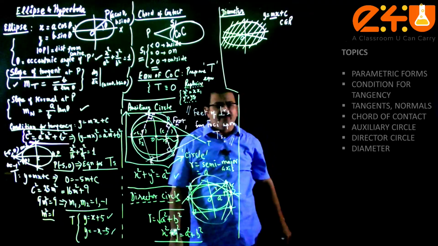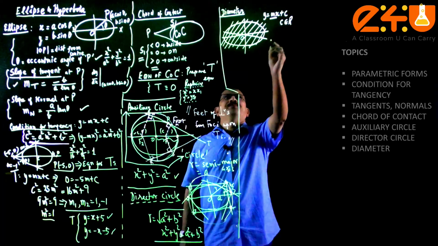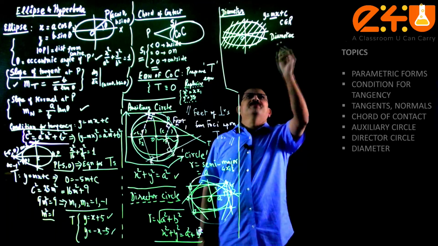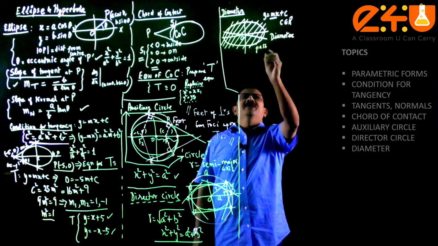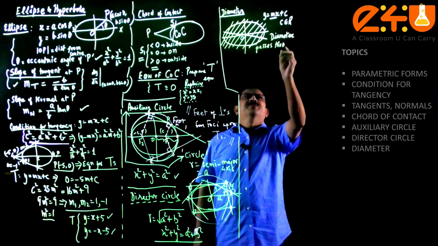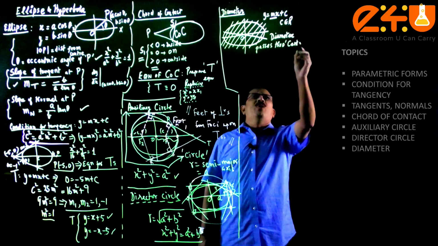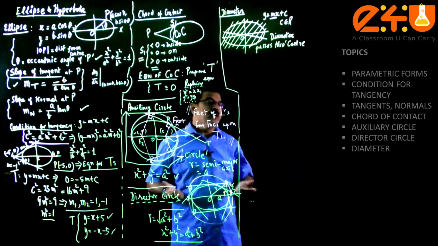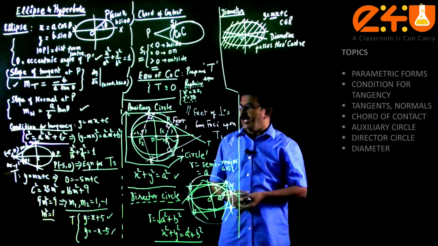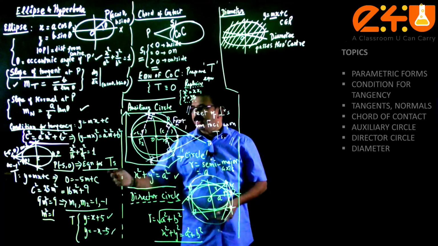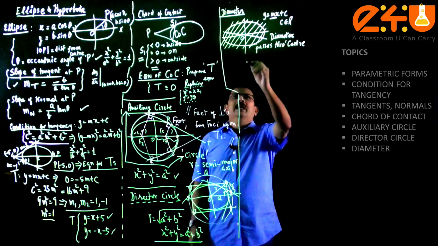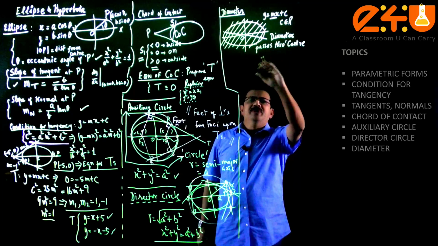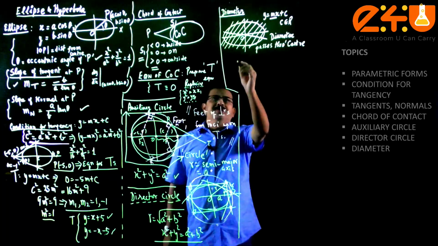And as you can see, it passes through the center. So the very first preliminary understanding is that a diameter essentially passes through the center of the ellipse. If the origin is the center, as in the basic equation x square by a square plus y square by b square equal to 1, it is a line passing through the origin.